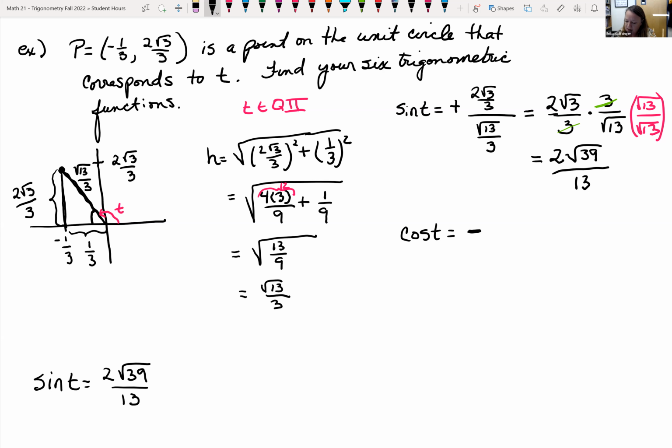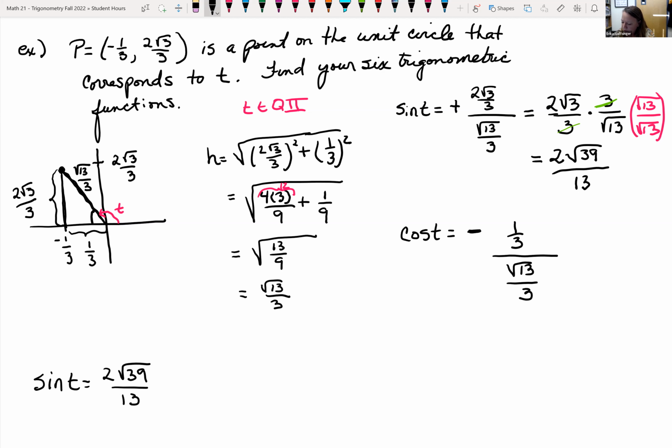Okay, and then doing this, I think I'm doing more work than I need to. For cosine of t, we get adjacent over hypotenuse. I'm sorry, adjacent is not 2 root 3 over 3. Adjacent is 1/3, all over the hypotenuse, root 13 all over 3.